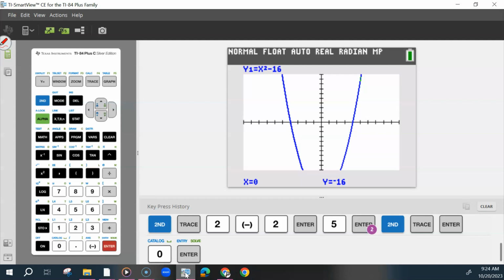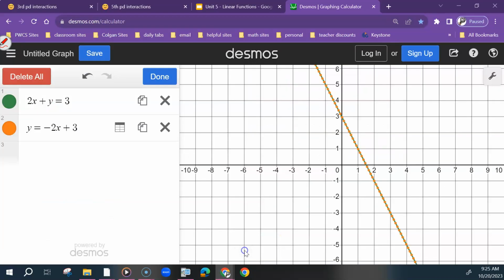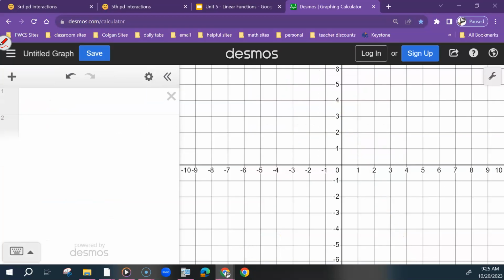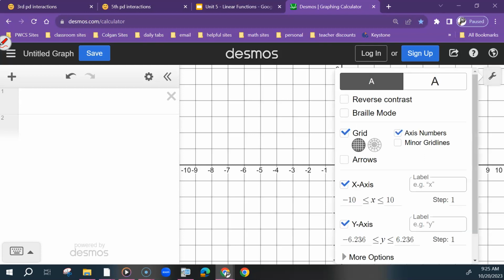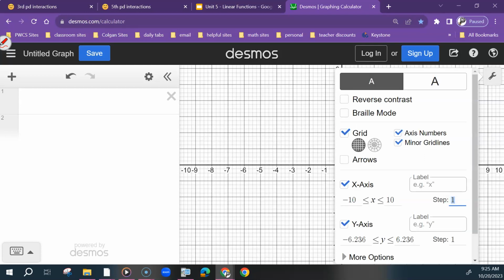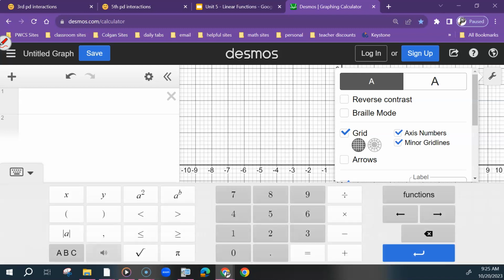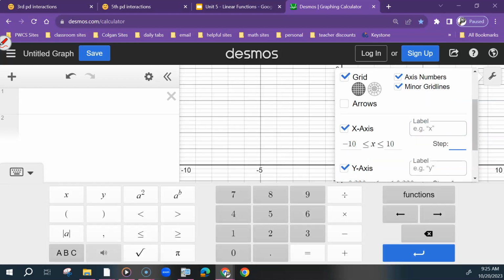Now I'm going to show you how to do it in Desmos. So someone pick one of the questions 2 through 10. Alright. Sure. So in Desmos, we're going to type in number 7. I'm going to get rid of my grid lines and my steps.